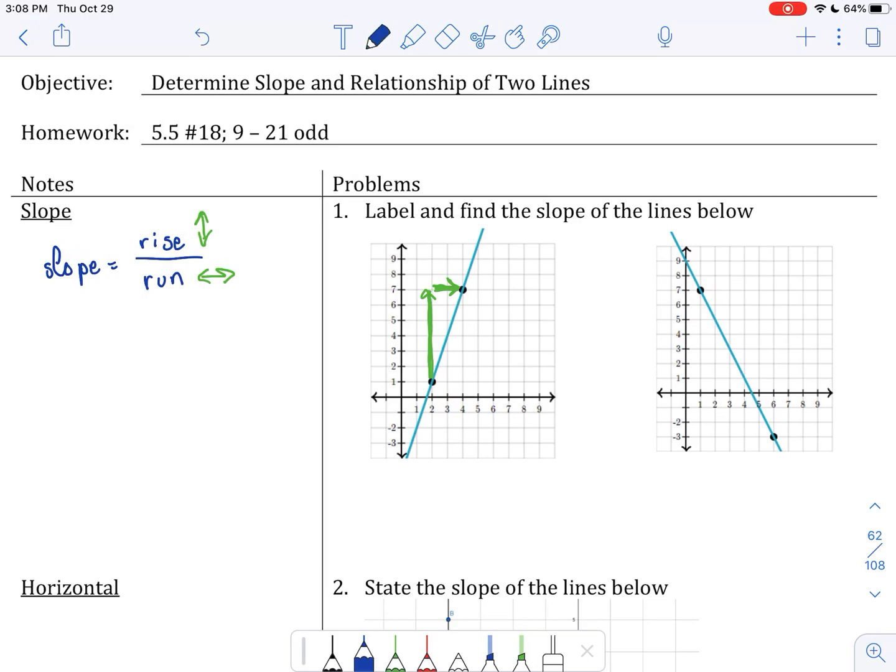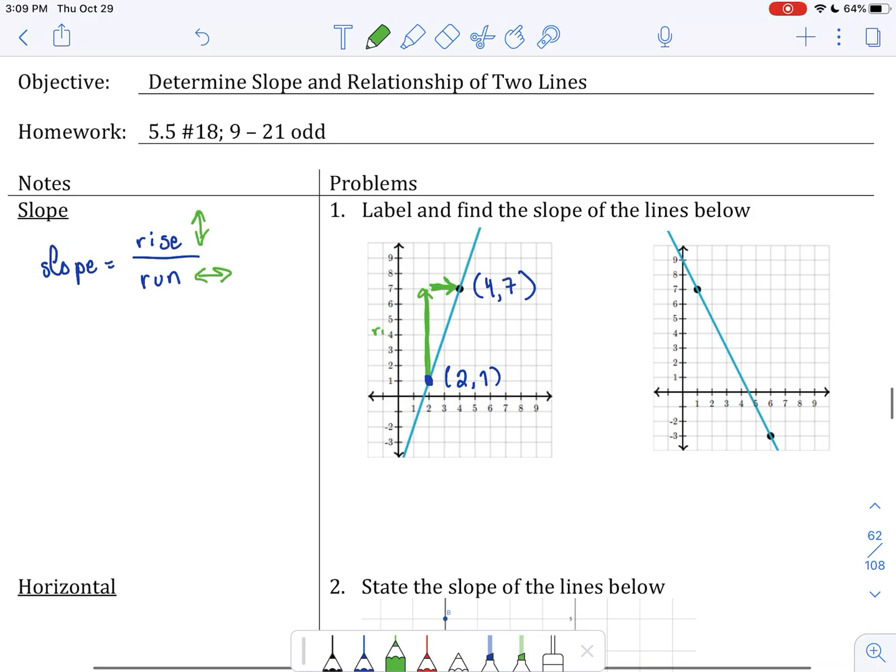So we can see that's how we go between this point here, which would be (2, 1), just as practice, and this point here, which would be (4, 7). Now, our rise here, we go up 1 space. You're counting the spaces, not the lines. So 1 space, 2, 3, 4, 5, 6. So here we would say our rise is equal to 6, and our run is 2 spaces.